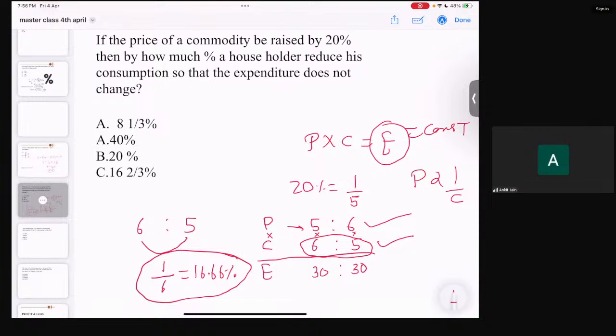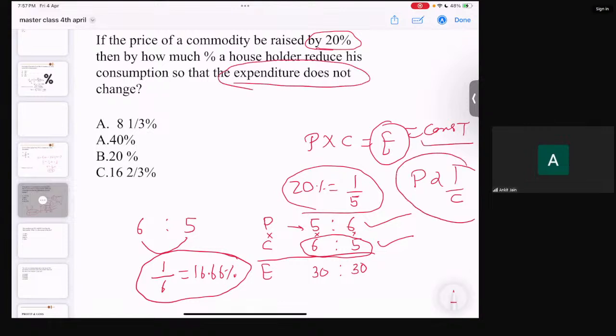Ashutosh Dubey said, can you explain again? Yes. Ashutosh, you can see that there is a change in price. Price increased by 20%. 20% is 1 by 5. 1 by 5 means price changes from 5 to 6, an increase of 20%. But there is no change in expenditure. No change in expenditure means if expenditure is constant, the price and consumption are inversely proportional. Inversely proportional means the ratios are reversed.